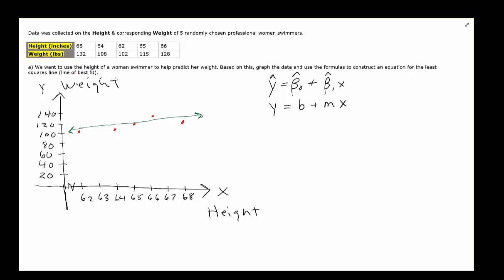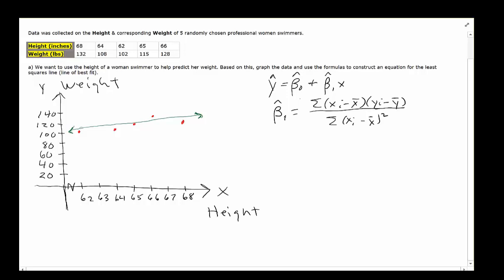All we really need is the slope and the y-intercept. We need the beta sub 1 hat and the beta sub 0 hat. So let's start with the beta sub 1 and look at the formula. And then the beta sub 0 can be calculated from that. To do this, it appears that I'm going to need x bar and y bar, and then I'm going to have to subtract those values from each of the data points, the x coordinate and the y coordinate. And then it looks like I need to square that difference between the x coordinate and the x bar and add those up for the denominator.